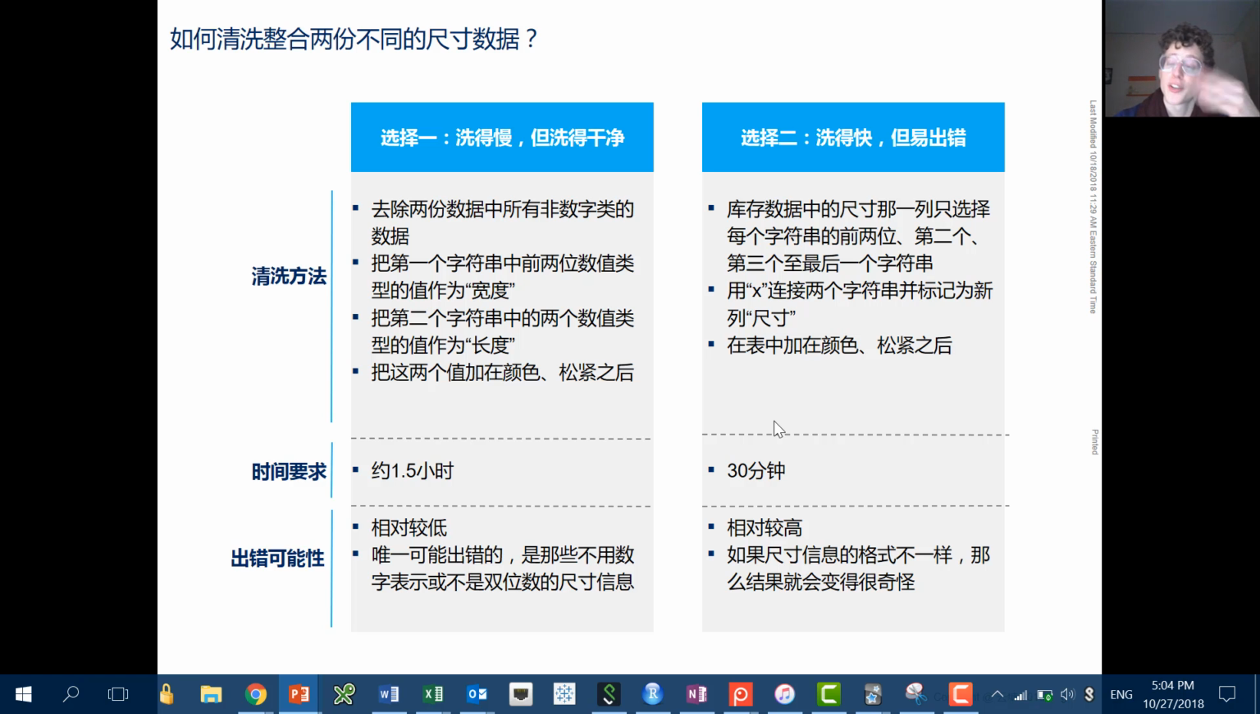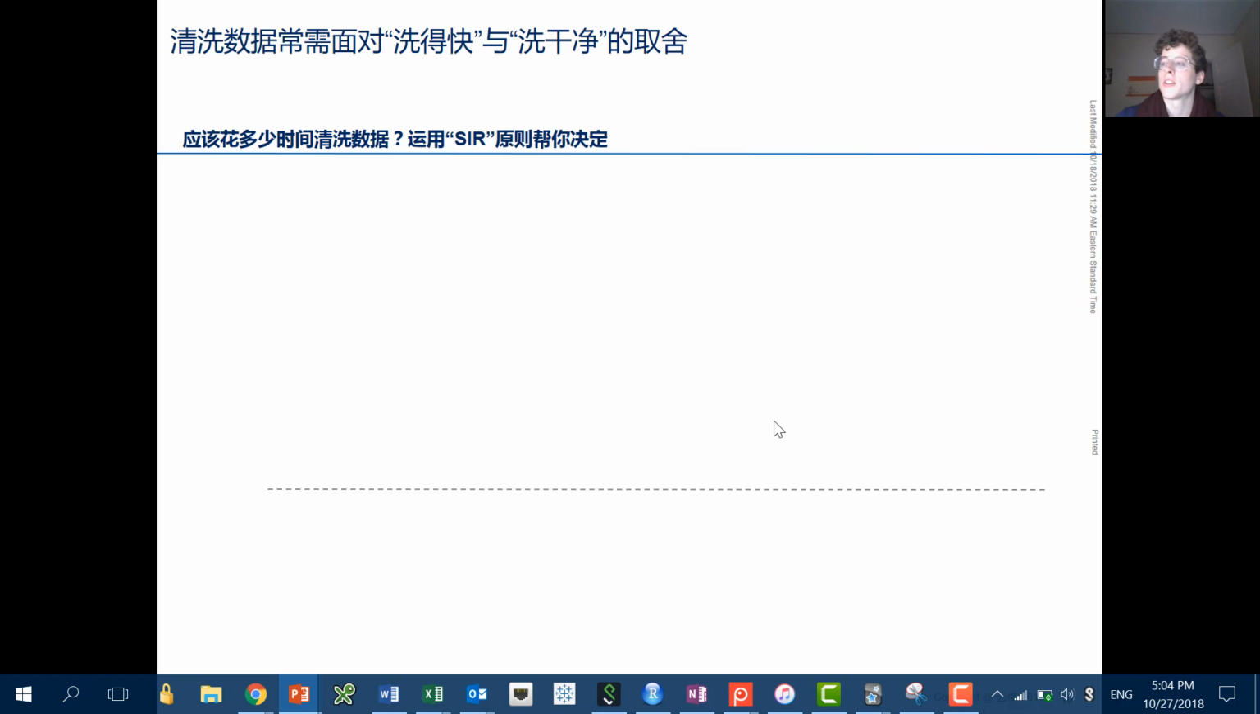Or slow and clean? If you go quick and clean, I'm impressed. Touché, good sir. So let's figure out, how do you make that trade-off? And in this time, I went back to a framework called the SIR framework.